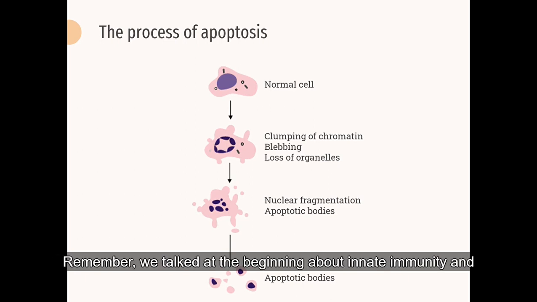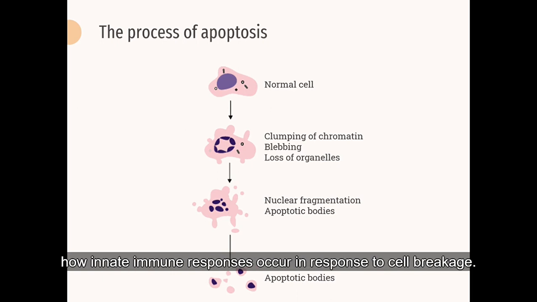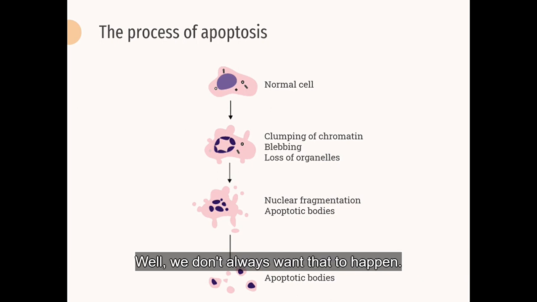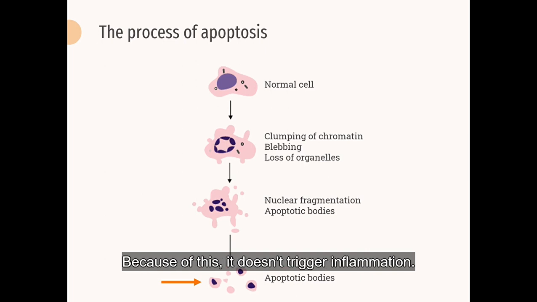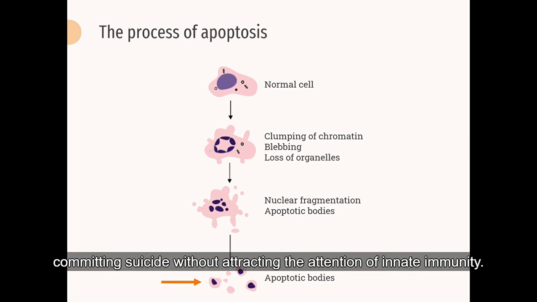Remember we talked at the beginning about innate immunity and how innate immune responses occur in response to cell breakage. Well, we don't always want that to happen. So in the case of apoptosis, essentially the cell breaks up but doesn't leak any components. And because of this, it doesn't trigger inflammation. Apoptosis is simply a form of the cell quietly committing suicide without attracting the attention of innate immunity.